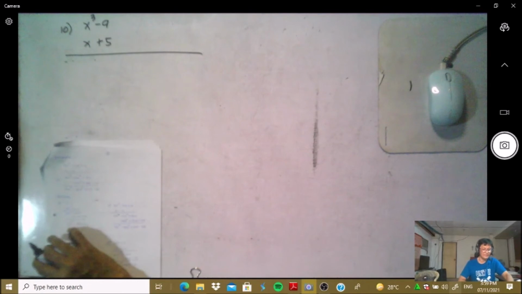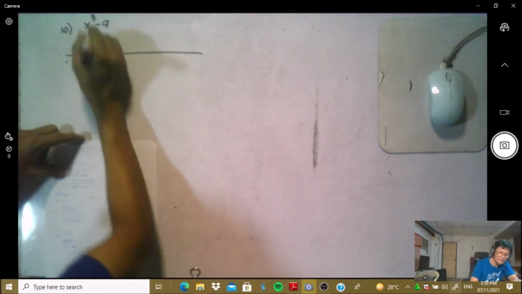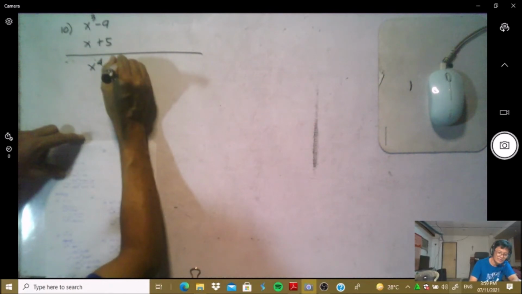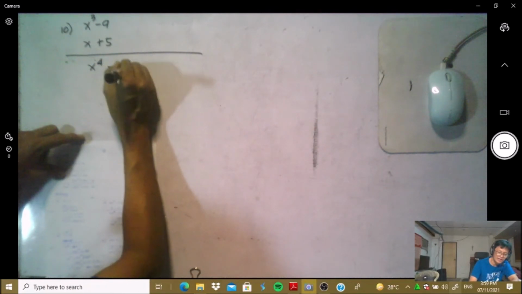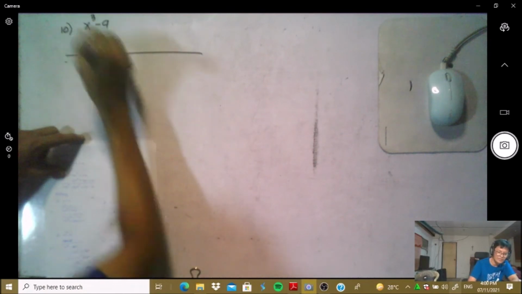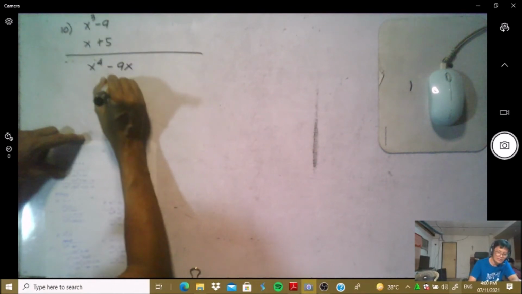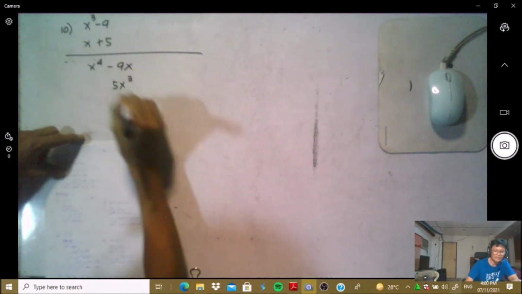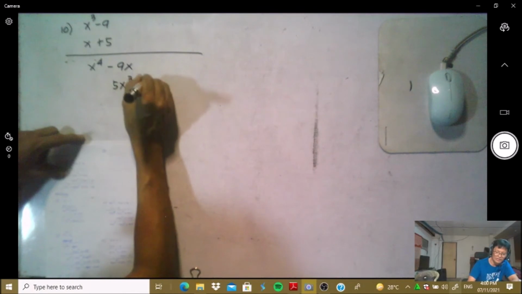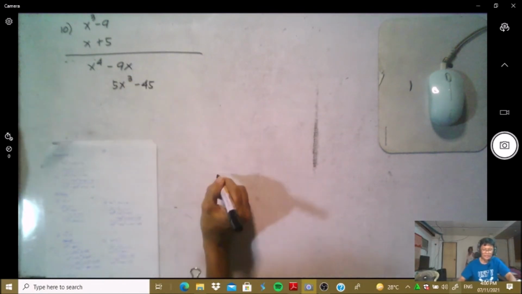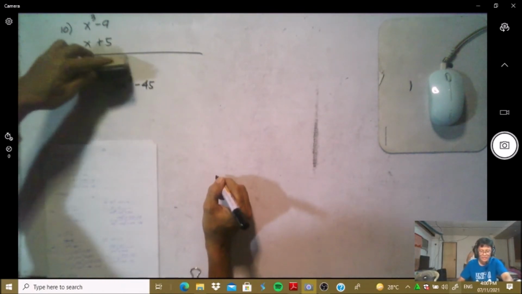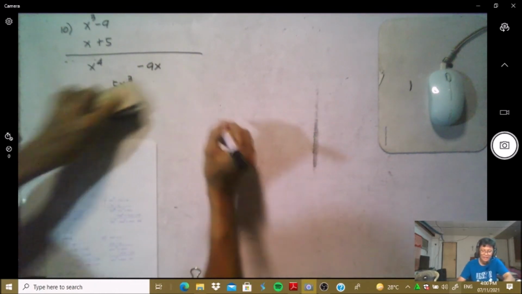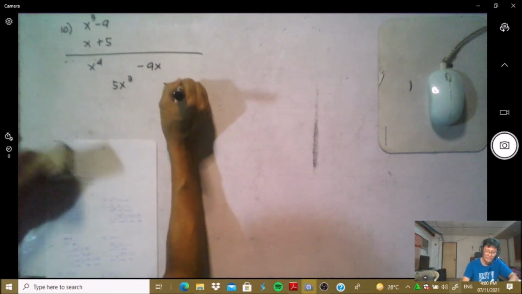Okay, I forgot. So x times x cubed is equal to x to the fourth, then minus 9 times x equal to negative 9x. Then next we have 5 times x cubed, we have 5x cubed, then we have 5 times 9 is equal to 45, so minus 45. This simply means that we have to move minus 9x somewhere here, minus 9x and also negative 45 to the right. Negative 45.